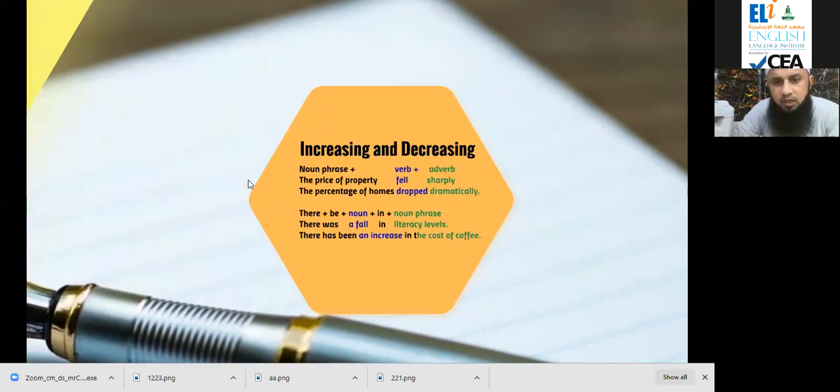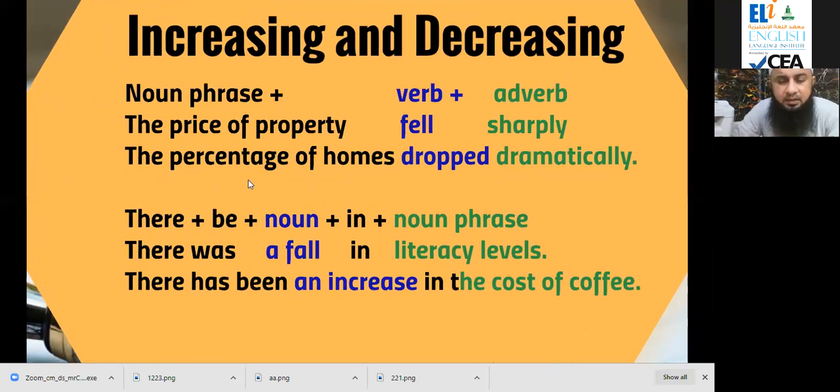After these, we have increasing and decreasing trends. If you're describing a decrease, you say the price of property fell sharply. This is how you can describe it. The percentage of homes dropped dramatically. Or you can say there was a fall. Now, you use a noun, not a verb. There was a fall in literacy levels, or there has been an increase in the cost of coffee. So these are two ways to describe increasing and decreasing.